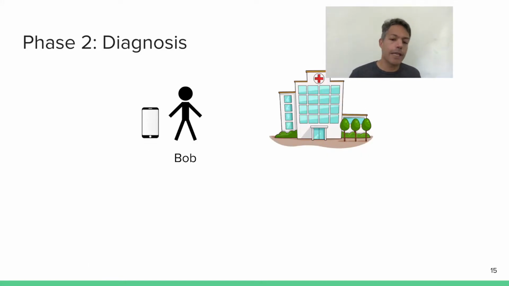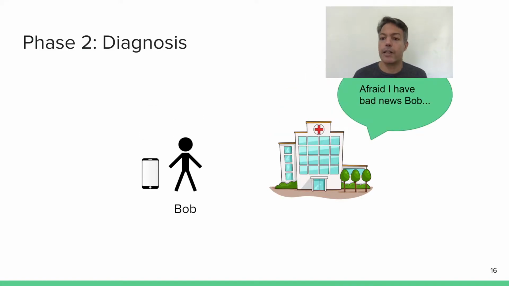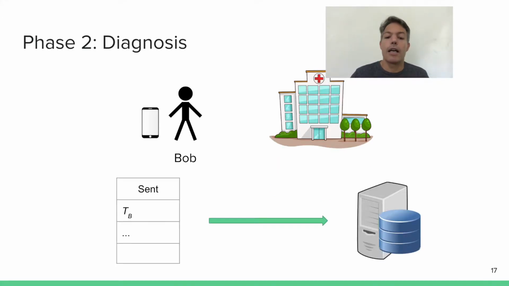Now let's say sometime later, Bob goes to a hospital or clinic and is diagnosed positive with whatever disease we're considering, in this case, say COVID-19. He will take his list of sent tokens, all the tokens that Bob sent, he's going to upload to some central server or public notice board.